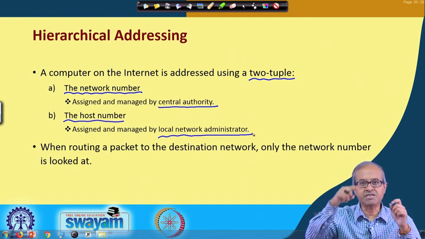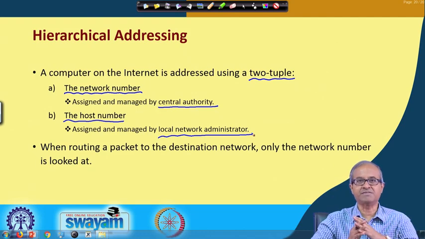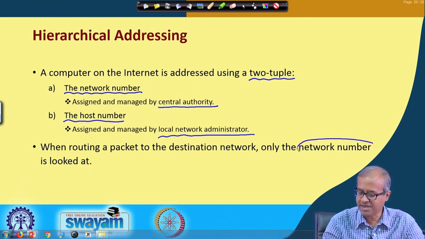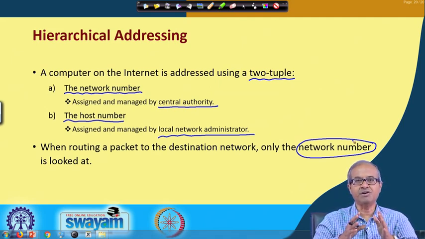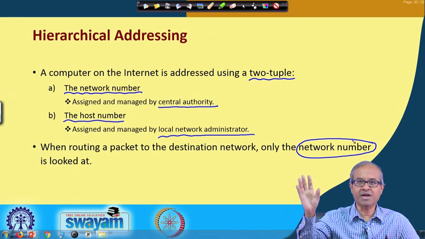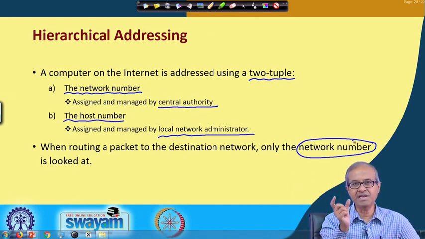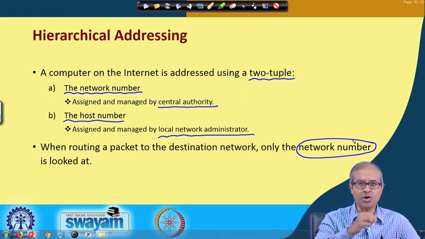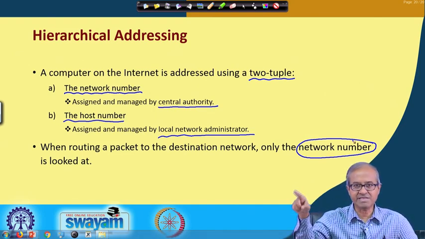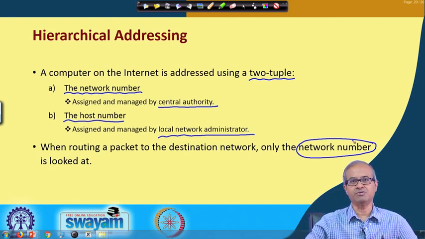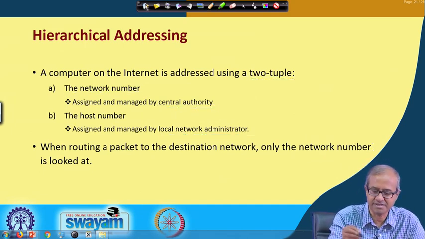And now, when the routers forward or route the packets, they do not look at the host part, they will only look at the network number part, because the first task of the router will be to send the packet to the correct network. So, only the network number is looked at, and once the packet reaches the correct network, the router of that network will receive that packet, and inside the network it will forward it to the correct host. This is how routing of the packet occurs.